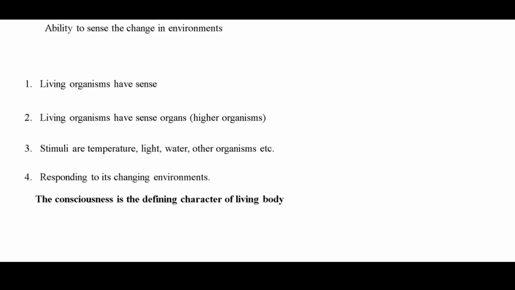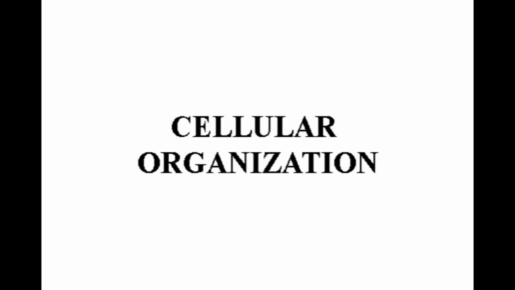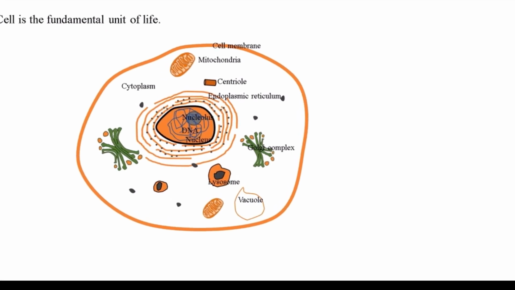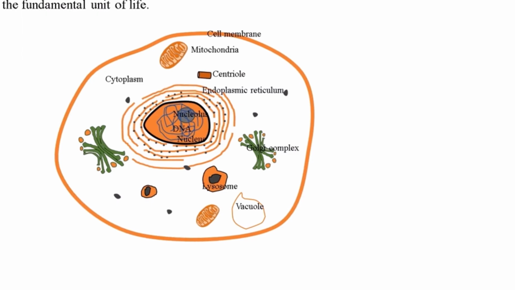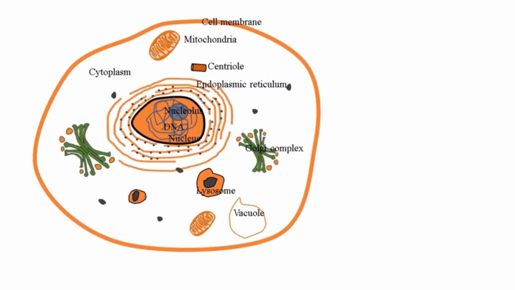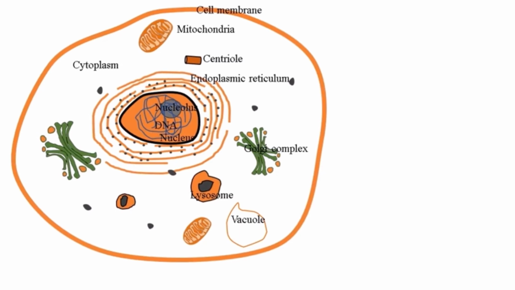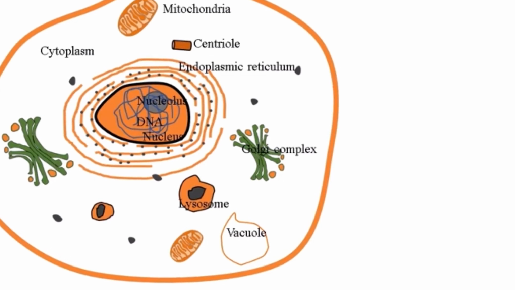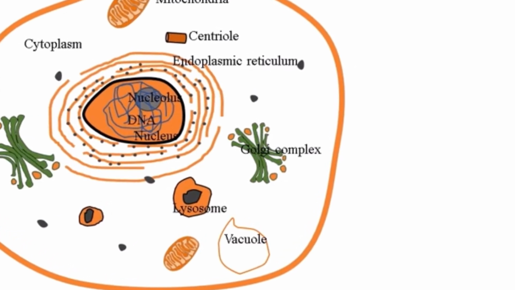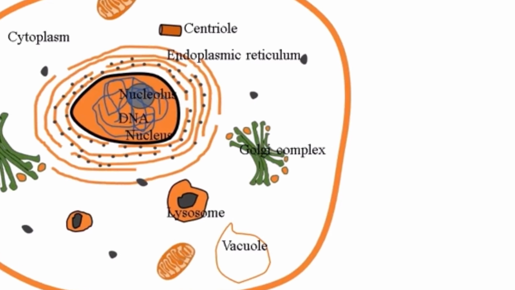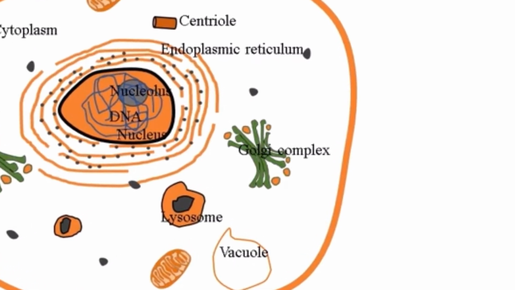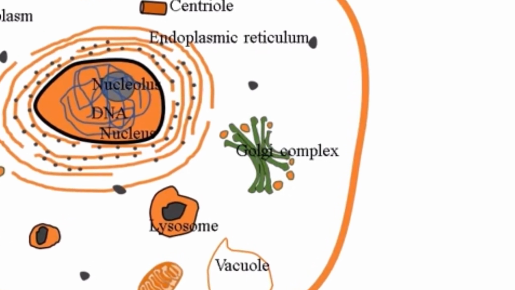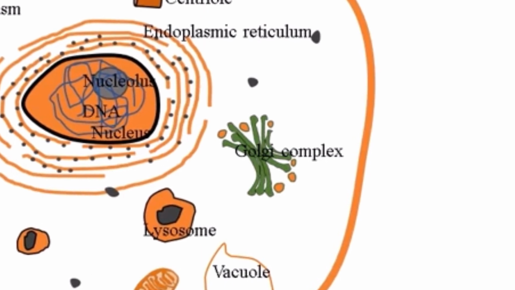The next point is cellular organization. The cell is the fundamental unit of life, and a cell can live on its own. The functions of all living organisms are programmed within the cell. A cell has different components to perform different functions to sustain life. These components are cell membrane, nucleus, endoplasmic reticulum, Golgi complex, mitochondria, lysosome, etc. They are all organized to form a cell. This kind of cellular organization is not exhibited by any non-living matter, and cellular organization is therefore called a defining feature of living organisms.